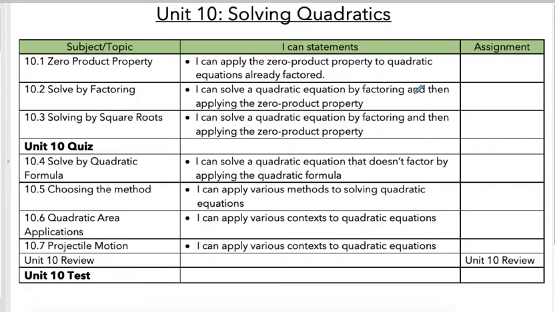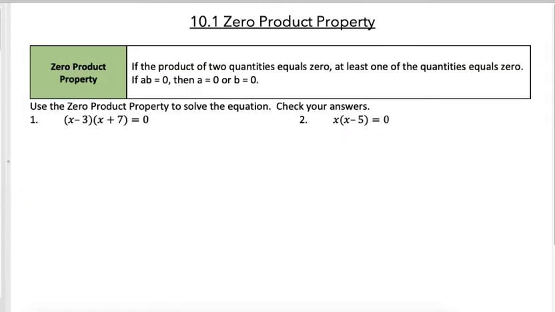Now in Unit 10, this is where we're going to have several different methods. We're going to review our factoring, square roots, and our third method is going to be solving by quadratic formula. And then we'll get into some applications as well. So the very first thing is going to lead us into solving by factoring. And the first thing we're going to talk about today is the zero product property.